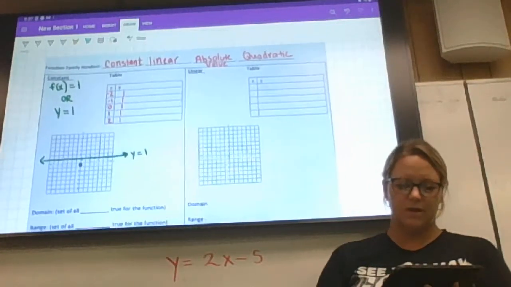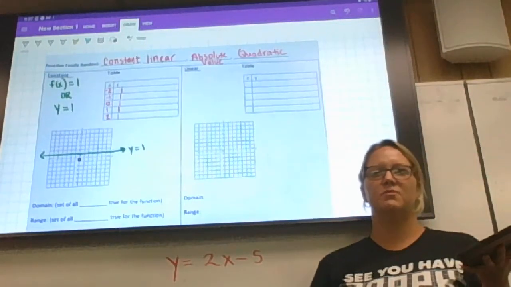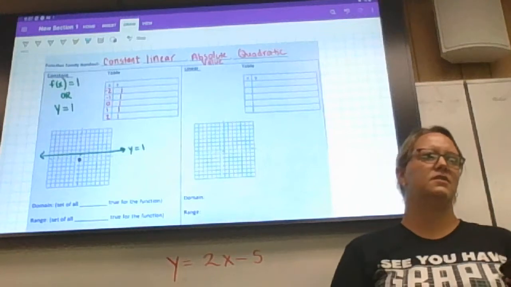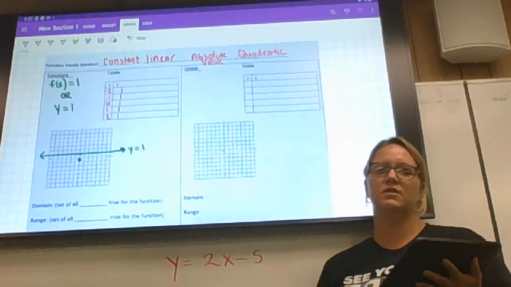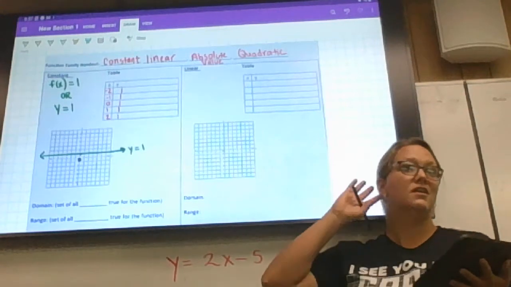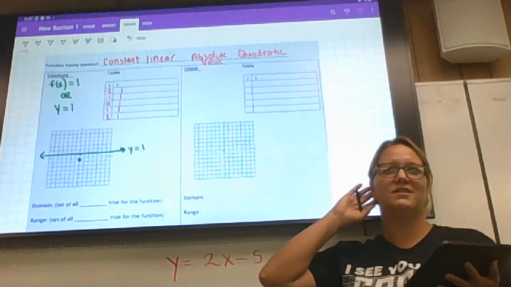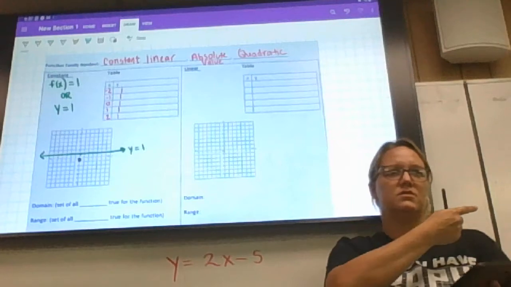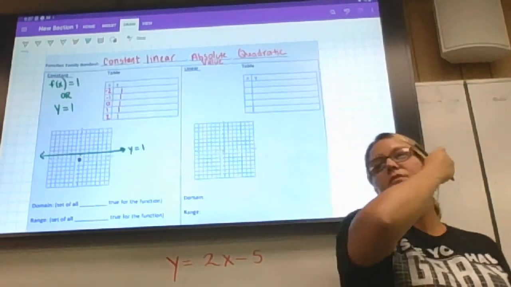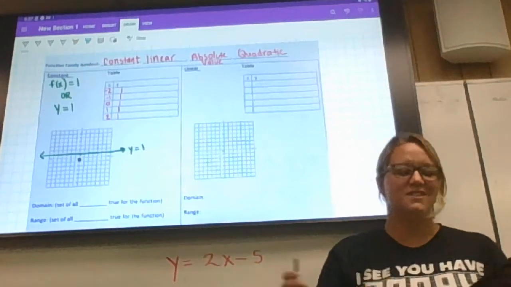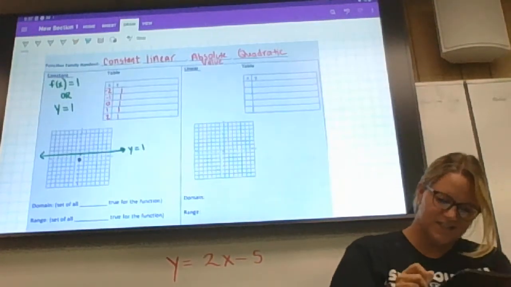So who remembers what domain means? It's a set of all what true for a function. Domain. What is it? What's the domain? There's some clue on the side over here. What do you think domain could mean? The domains are your x's and ranges are your y's.